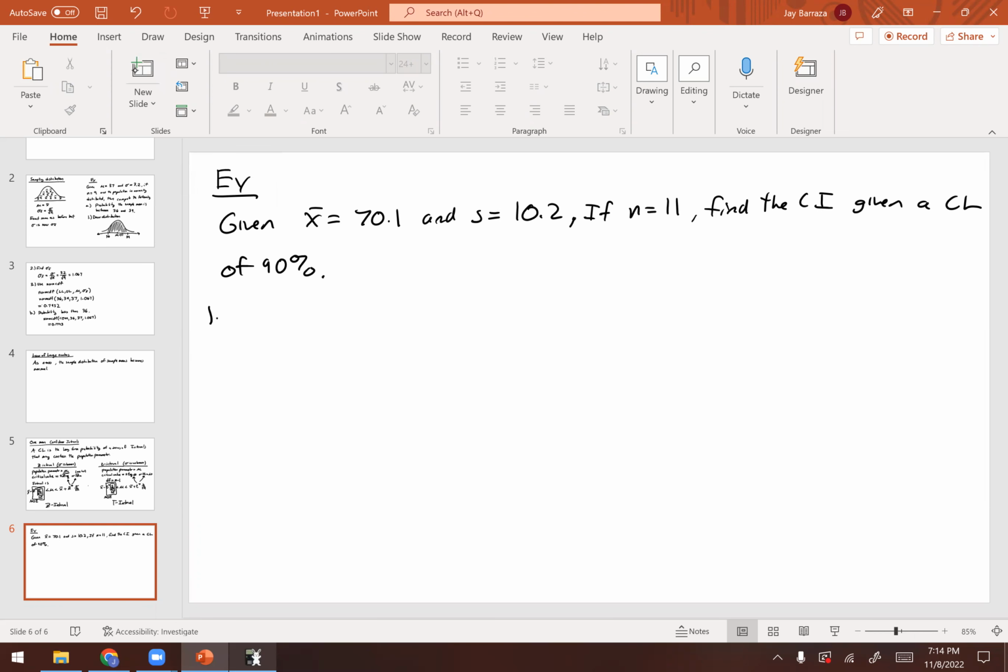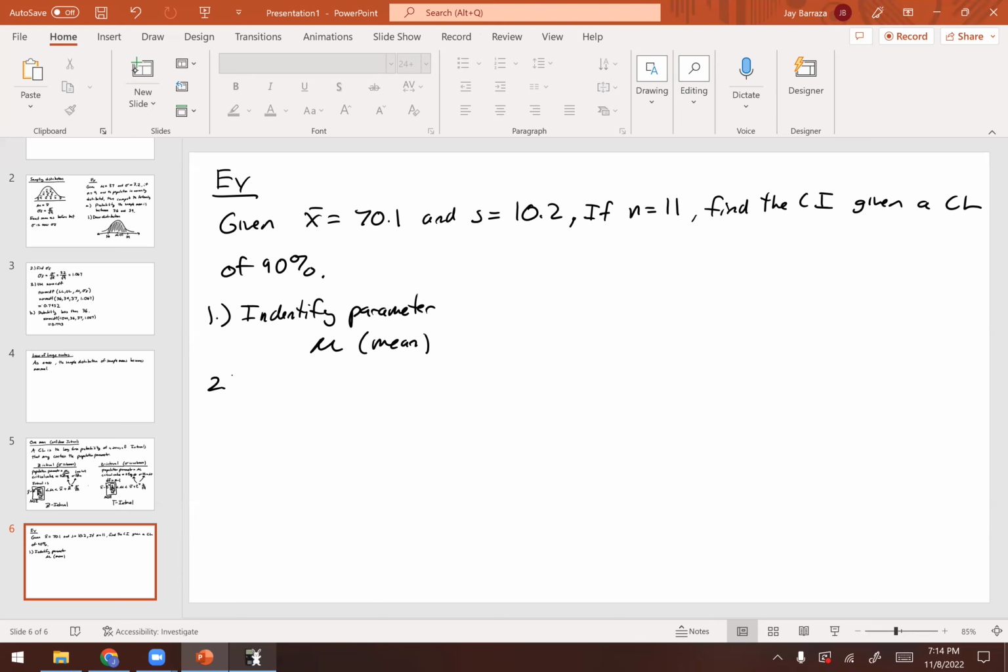So step one is to identify the parameter. You don't have to do the step, but it is good habit. So I see X bar, so then mu is my parameter. This is a mean problem.